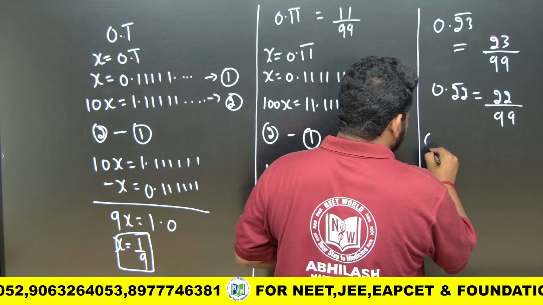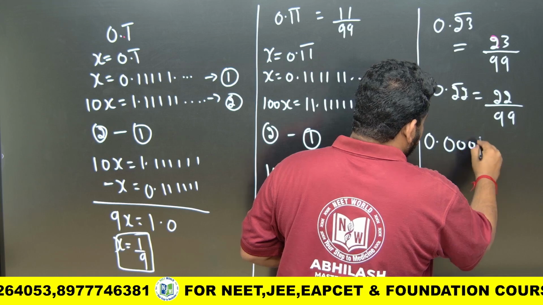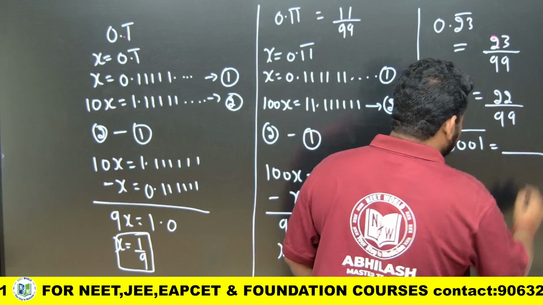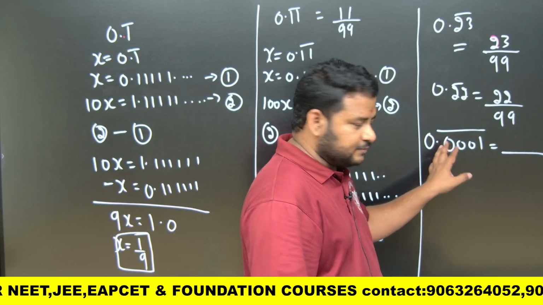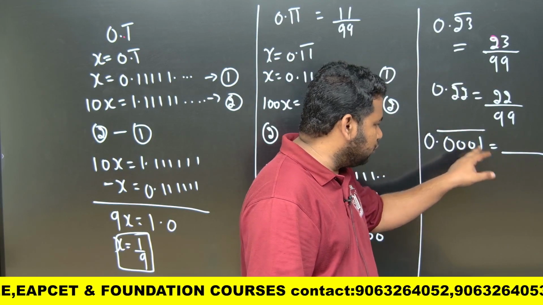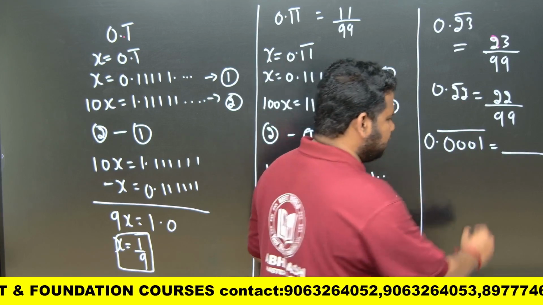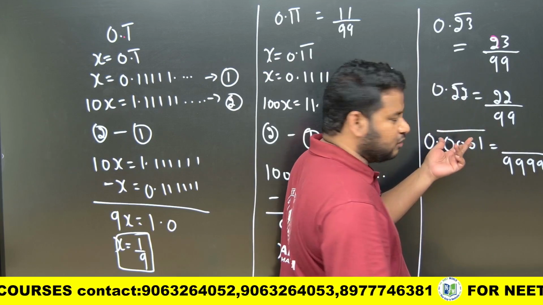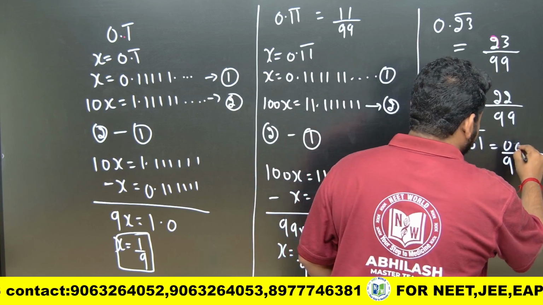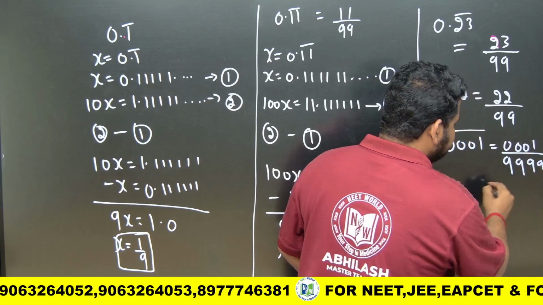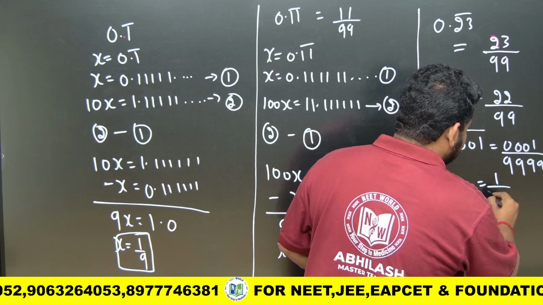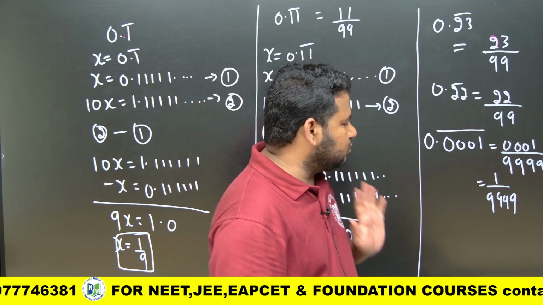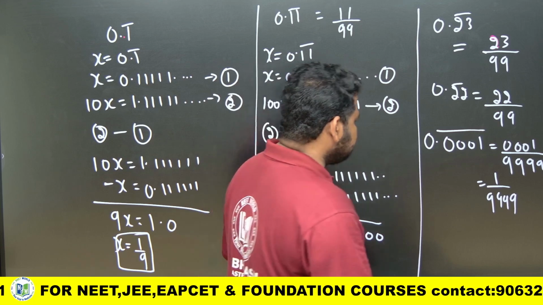Suppose I am having 0.0001 bar. So here what am I having? After the decimal point, the bar is on how many numbers? 1, 2, 3, 4 numbers. The bar is on 4 numbers. So I should write what? 4 nines in the denominator. In the numerator, what should I write, friends? Whatever is after the decimal point, the same thing I should write. That is 0001 divided by 9999. 0001 is nothing but equal to 1 itself. So 1 by 9999 I should write. That's it. Clear, friends? Like this you have to write it. Now let us see some other type.